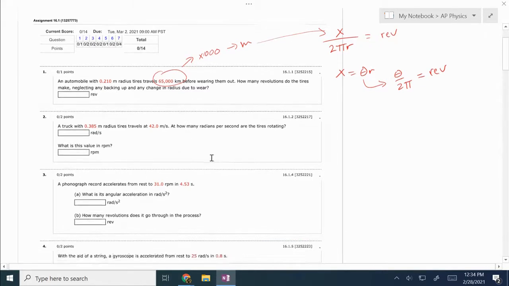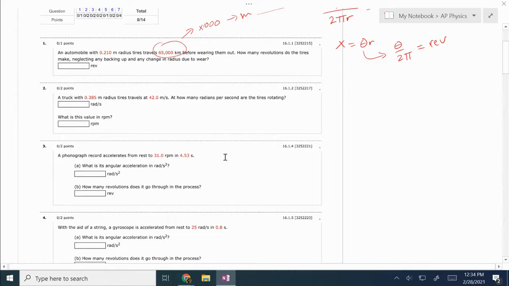Number 2, a truck with 0.385 meter radius tires travels at 42 meters per second. How many radians per second are the tires rotating? That's a pretty easy one. Just use v equals omega r, solve for omega, and that will tell you the radians per second. So for part A, you do that.